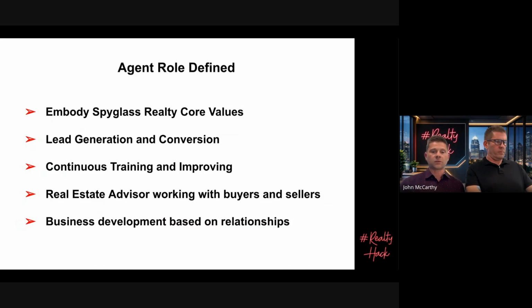So, embody Spyglass Realty core values. That's almost a given. We talk about that. It's the heart and soul of how we operate. Lead generation and conversion. The business has got to come from somewhere. Learning the tools, the tech, how to communicate, and convert that into business. Continuous training and improving your skills so that you're the best trusted real estate advisor, working with your buyers and sellers, taking out the sales aspect of it so that you can educate your clients as much as possible and have them making decisions that were really hard, because you're educating them and you're not forcing them to go buy a home, and you're not selling them on who you are. You're demonstrating your value. And that's going to help build your business based off of the relationships that you're creating.